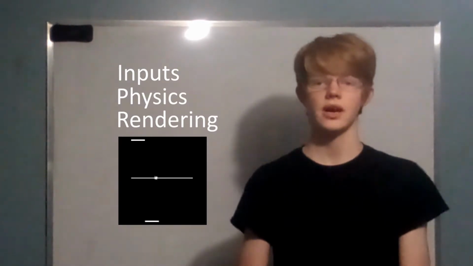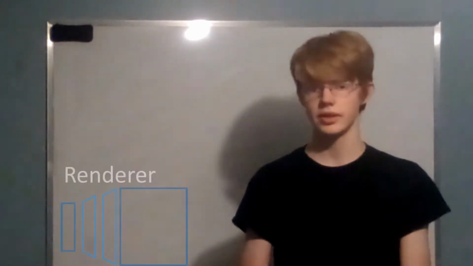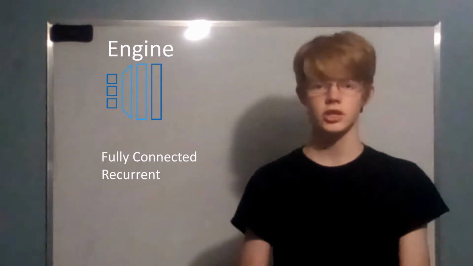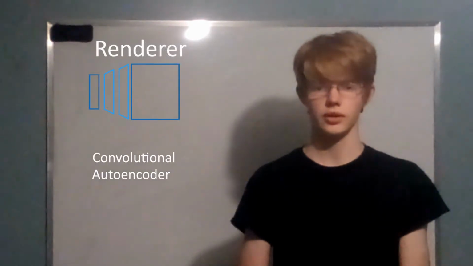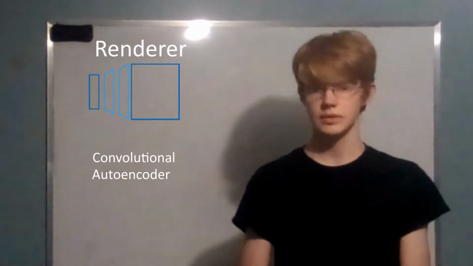Let's take a look at how the code behind this model works. At a high level, it is split up into two neural networks, a renderer and an engine. The engine is a fully connected, recurrent model that uses long short-term memory layers to convert an action into a latent representation of the next predicted frame. The renderer is a convolutional autoencoder that takes the latent representation generated by the engine and transforms it into the full frames.